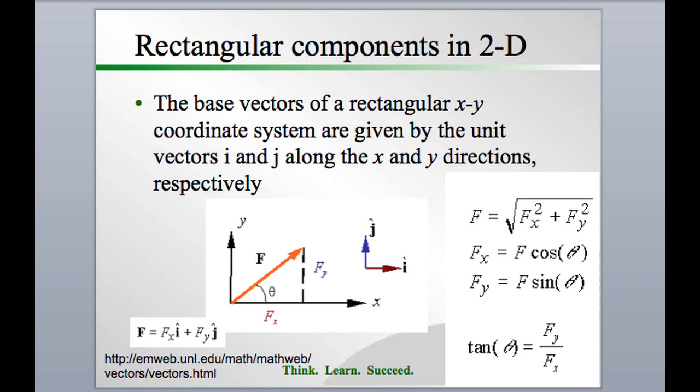The base vectors of a rectangular xy coordinate system are given by unit vectors i and j along the directions x and y. If you look at this figure, we can break the vector f down into its x and y components to represent them mathematically, and if you sum them together, you would get the vector f. This is a review of things you probably covered in trigonometry in high school.